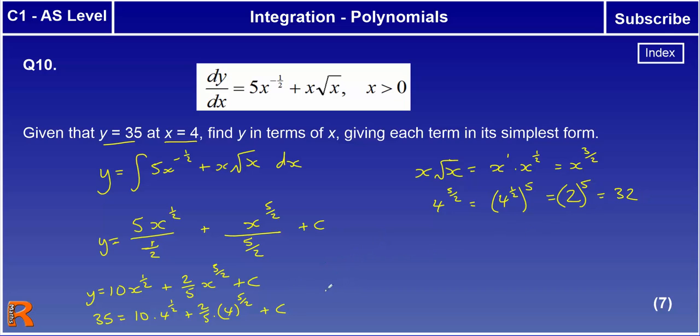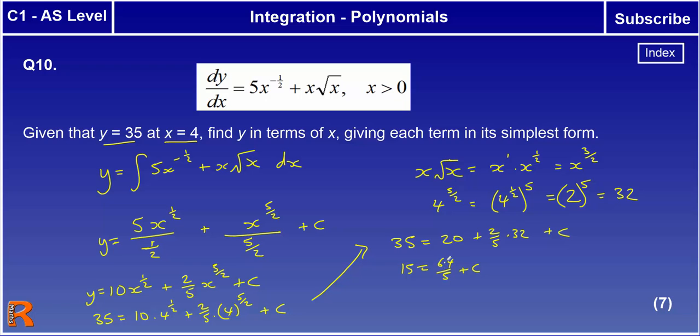So I'm going to take that up to here, and we've got 35 equals 4 to the power of a half is 2, times by 10 is 20, plus 2/5 of this 32, that's what we worked out 4 to the 5/2 to be. So we've got 2/5 of 32 plus the constant. So we take the 20 over this side and get 15. This thing here, 2 lots of 32 is 64. 64 over 5.